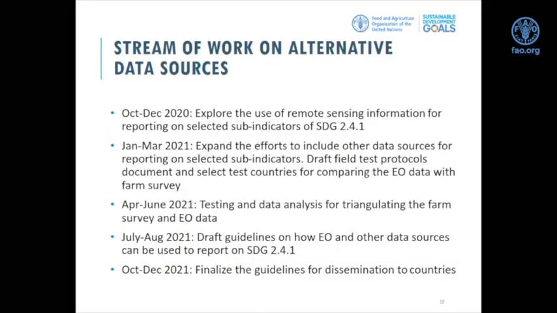sub-indicators. And during the same period, with the help of international experts, we will draft a proposal and test protocols and select countries for testing the approach developed using the alternative data sources. And from April to June, we will test and analyze the proposed approach by collecting information using both the farm survey and Earth observation approach, and then triangulate the results to see whether it makes sense. And then from July to August, we will work on drafting the guidelines on how these sources can be used to report on SDG 2.4.1.